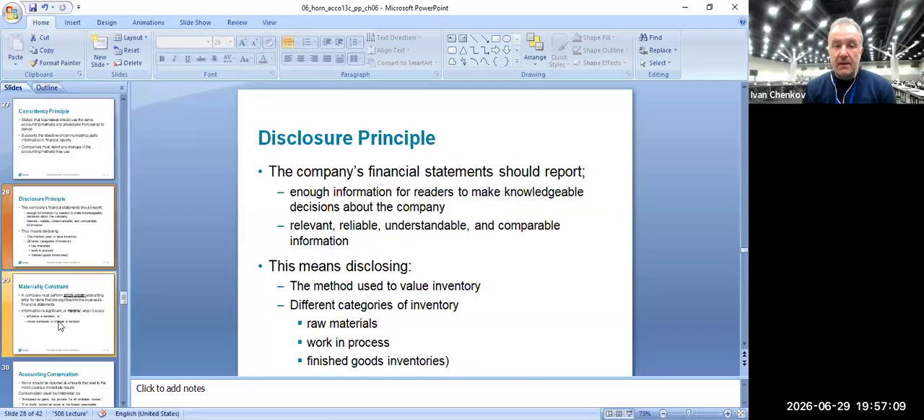Okay? Now, the raw material, work in process, and finished goods that you see are accounts for a manufacturing company. We haven't done manufacturing companies yet. We're only dealing with the merchandising company and sales company. But if you see raw material, work in process, finished goods, that means a manufacturing company.